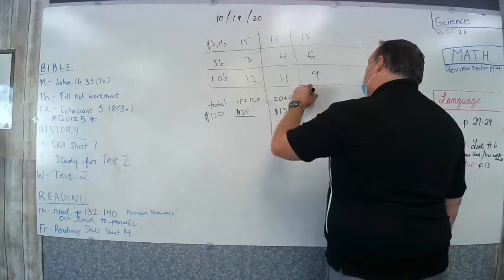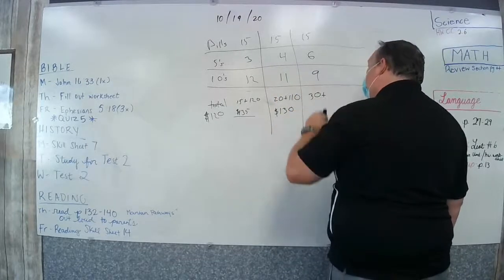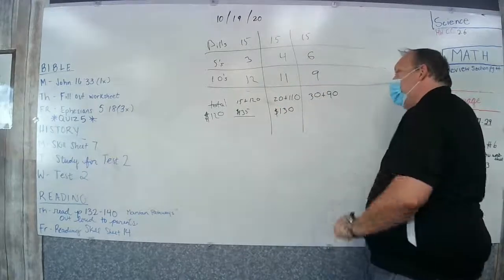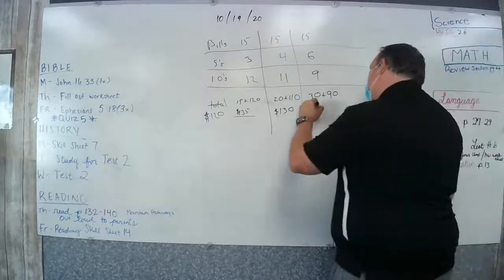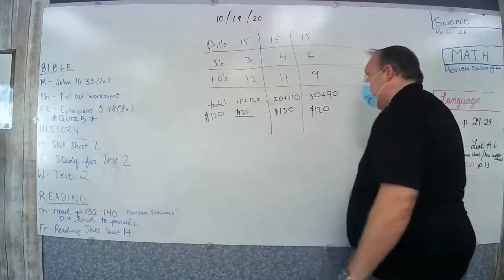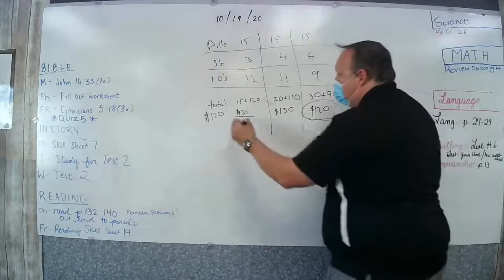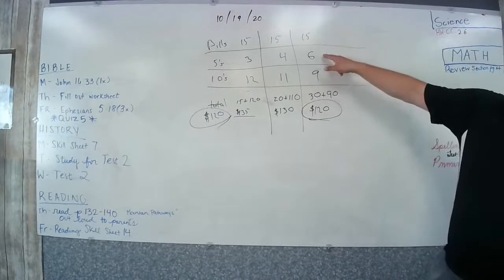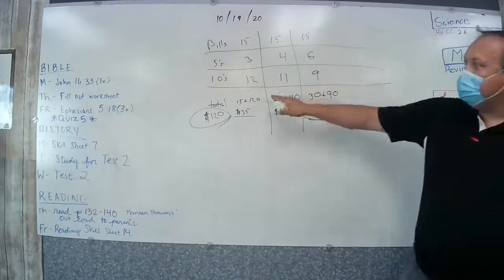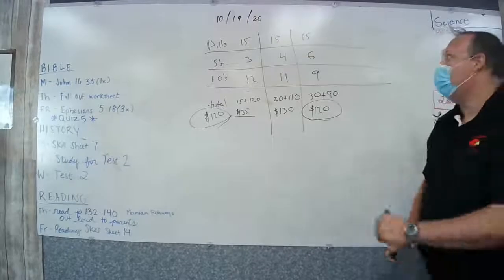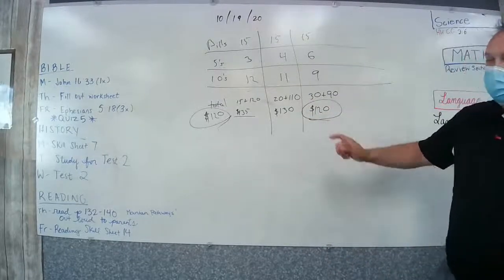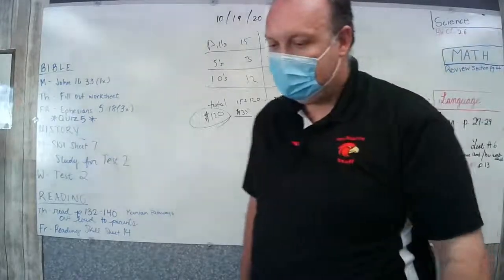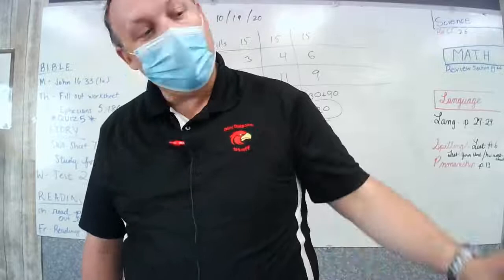5 times 6 is 30. 9 times 10 is going to be 90. 30 plus 90 is going to be 120. Okay? Oh, look. We figured it out. So she has 6 $5 bills and 9 $10 bills. And she has 15 total bills and they equal $120. So that's how we do tables. Okay? I don't want to hear another word from you.